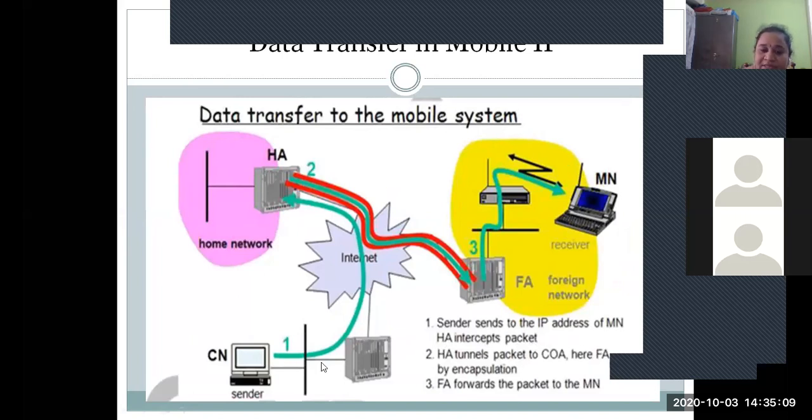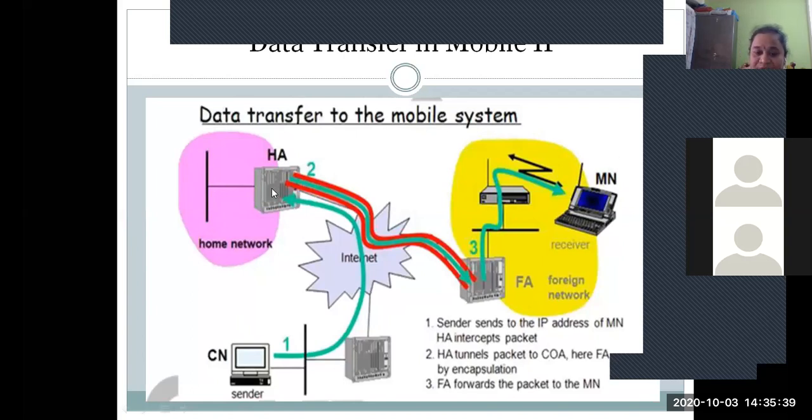So what happens with the voice communication? The sender is going to send the IP address to the MN router, that is the mobile node router. The home agent is going to intercept that packet to identify the identity of this particular correspondent node. Then it identifies that the MN with which the CN wants to communicate is not present in the home network, and it has moved to the foreign network.